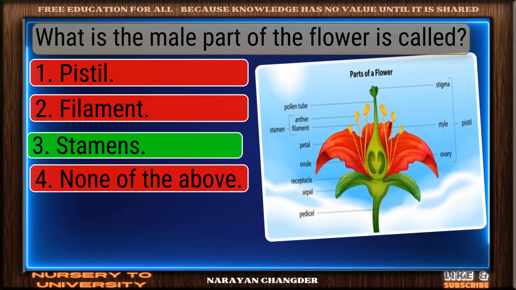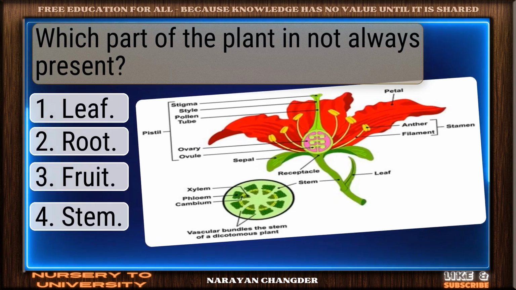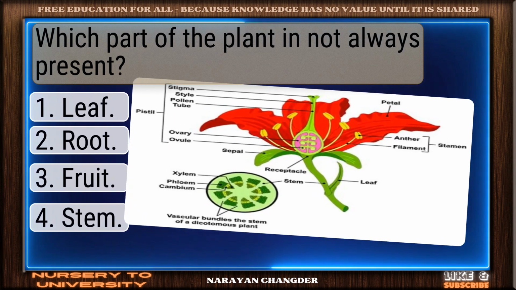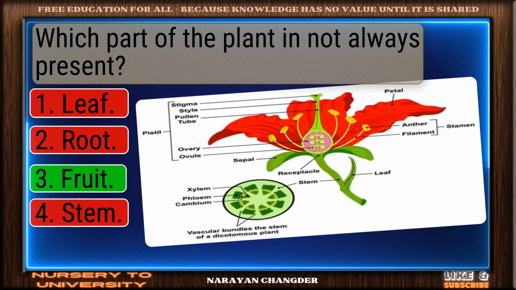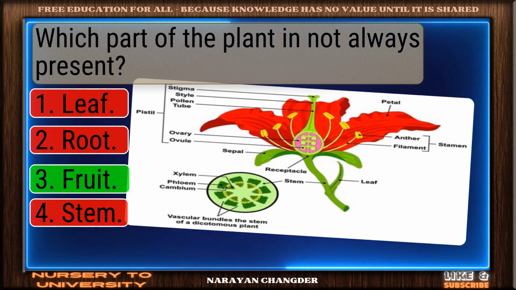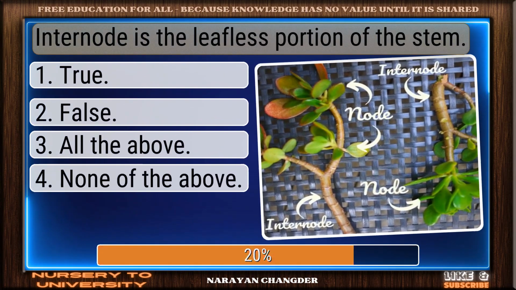Smart pick. Stamens is the correct choice. Which part of the plant is not always present? Strong choice. Fruit is the right answer. Internode is the leafless portion of the stem.